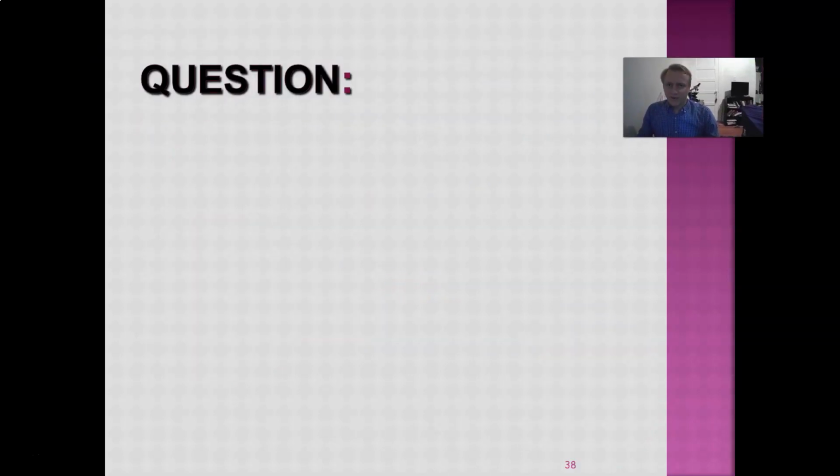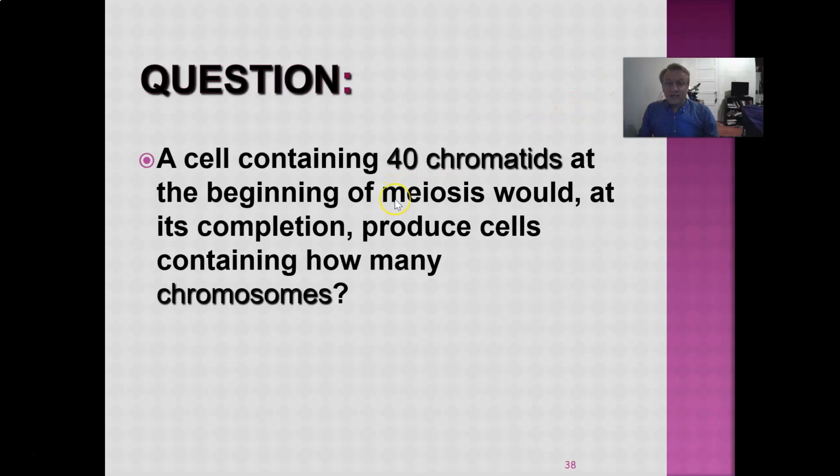So a quick question for you. A cell containing 40 chromatids at the beginning of meiosis would, at its completion, produce cells containing how many chromosomes? Now, this is one of those weird, sort of wordy, linguistic questions, but it's important to understand what a chromatid is and how many there are at the beginning of meiosis.